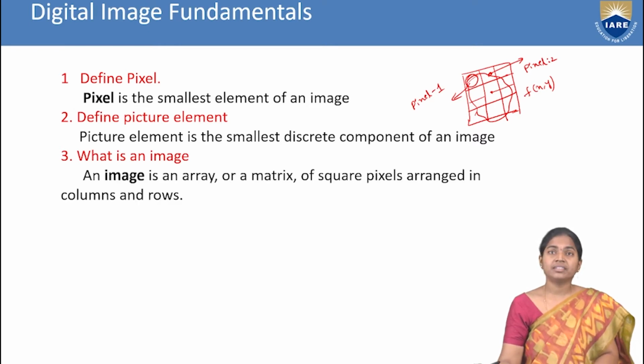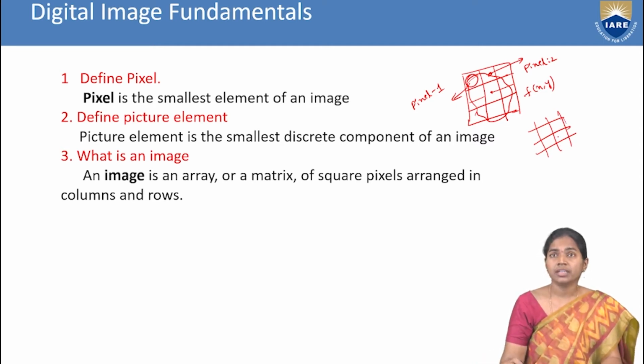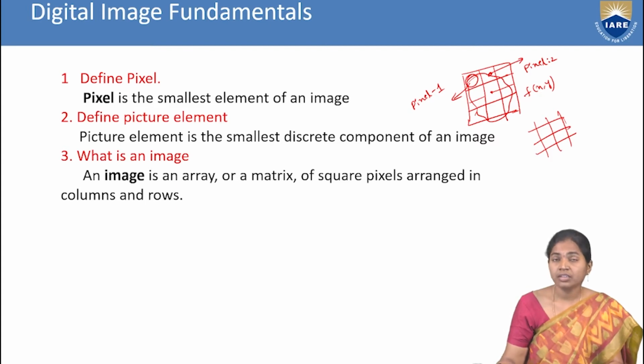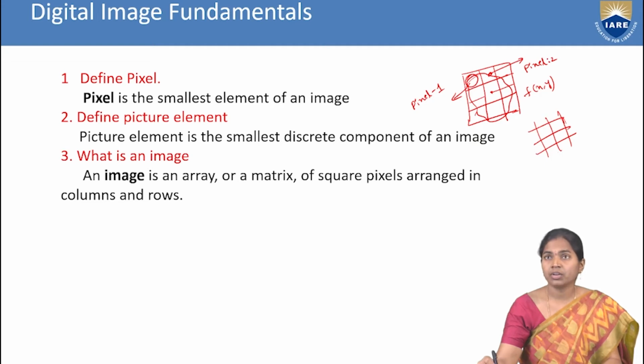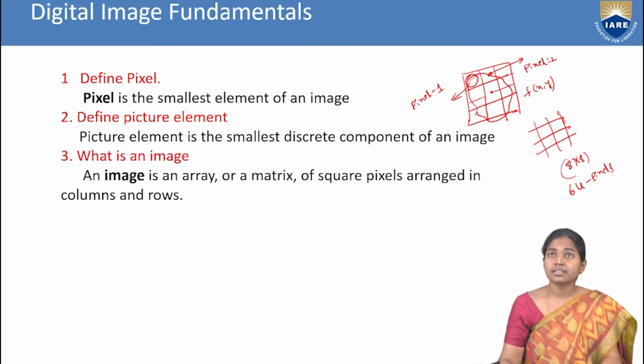What is an image? An image is an array or a matrix of square pixels arranged in columns and rows. Rows and columns are arranged in matrix form, depending on the number of rows and columns. For example, with 8 rows and 8 columns, how many pixels are there in the matrix? In total we have 64 pixels.